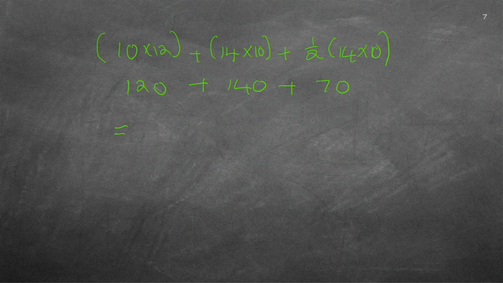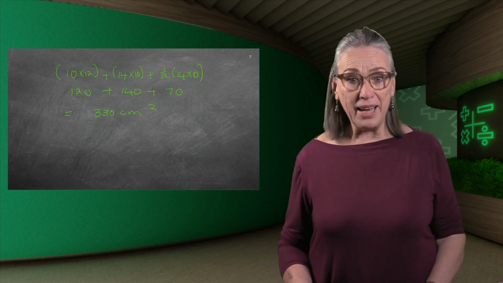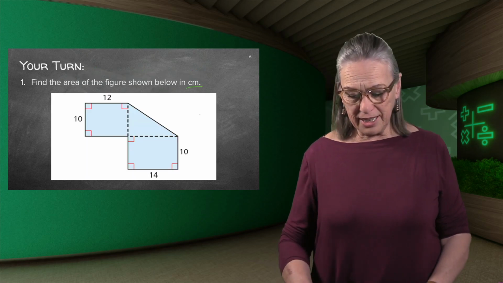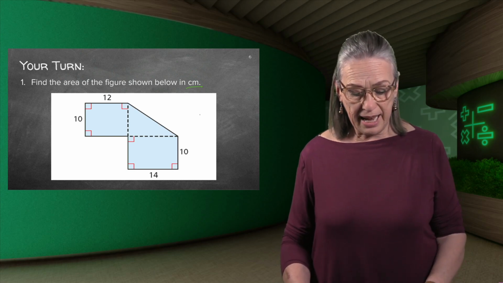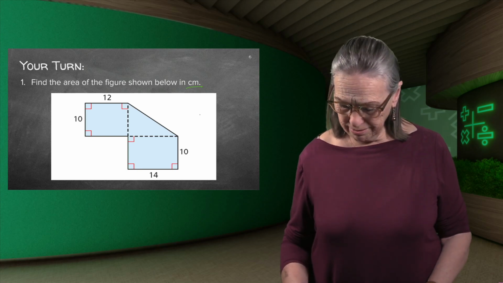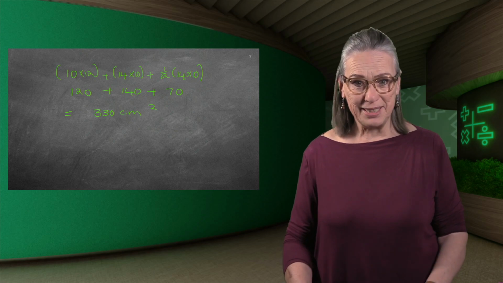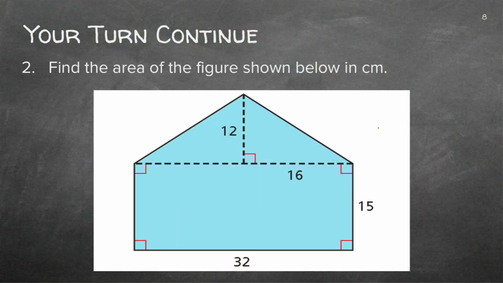So that gives us 330 centimeters square. How did you do? Congratulations if you managed to get this one right. So that area is 330 centimeters square. Cool. Let's do another one.